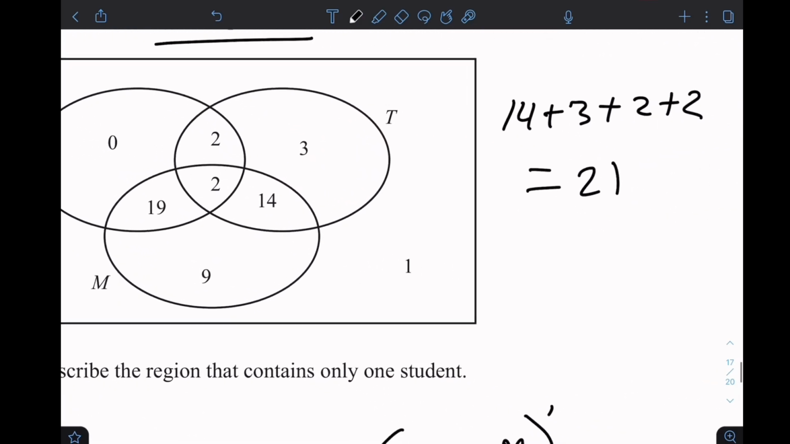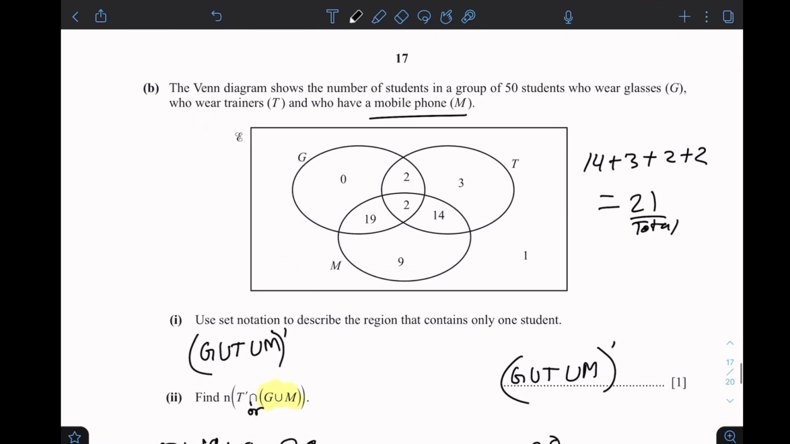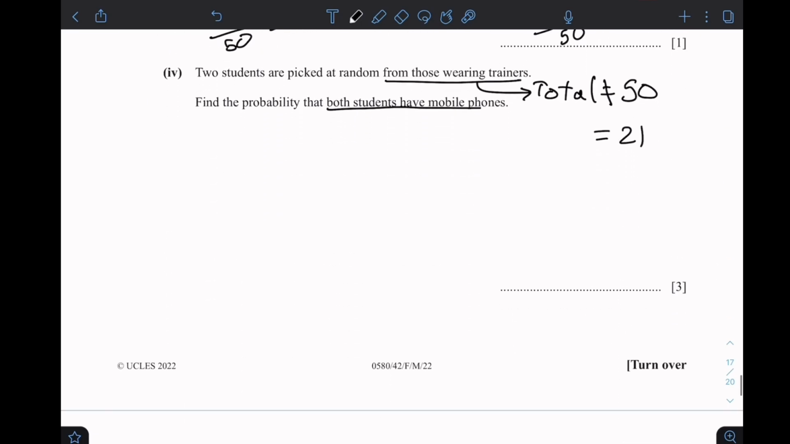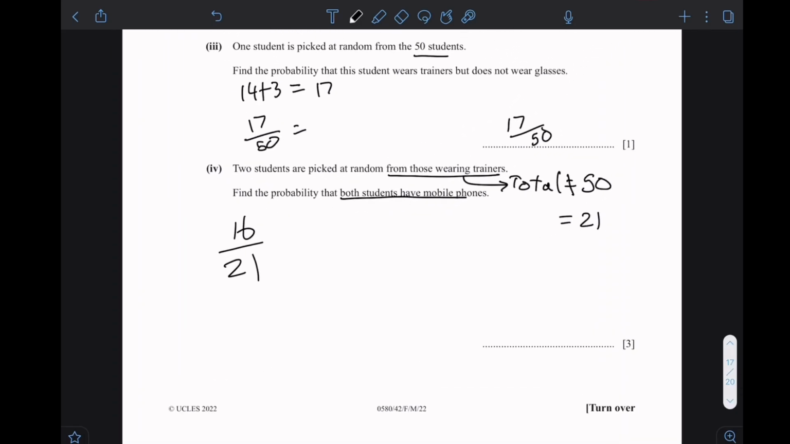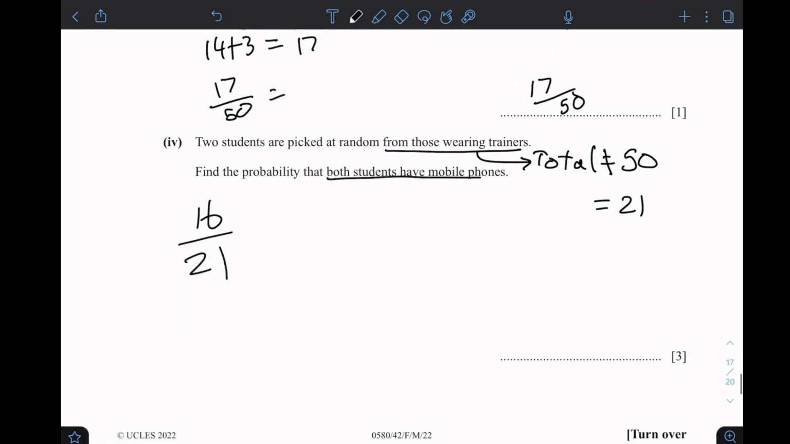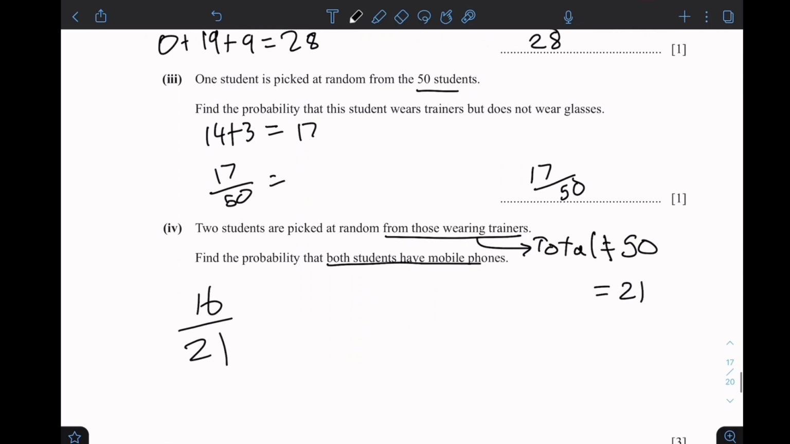So in this case, if 21 is the total, and they mention nothing about glasses, then it's fine if you include them. So this is a part of mobile phones, this is a part of mobile phones, and these are not. So it's 14 plus 2, which is 16. 16 divided by 21. So out of 21 people, 16 students fall under the category that they have mobile phones. But there are two students who are picked at random.